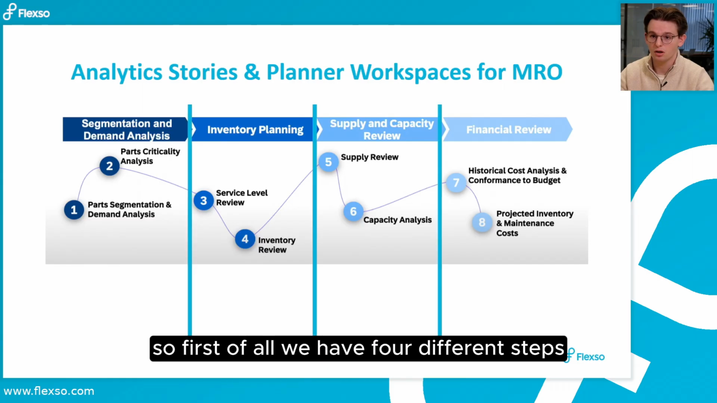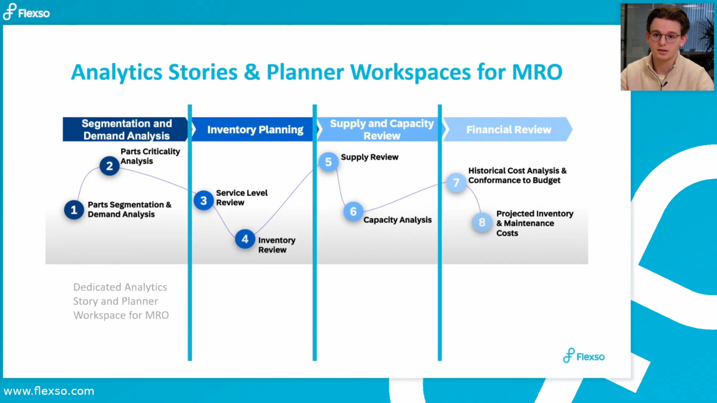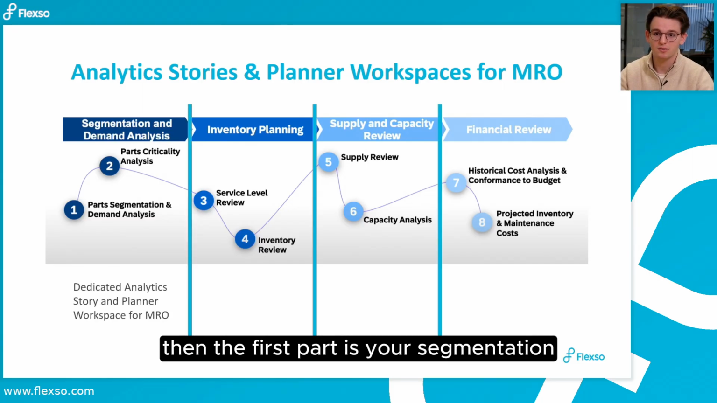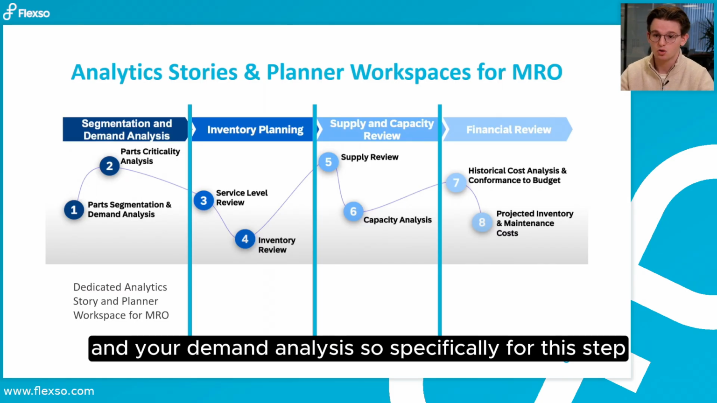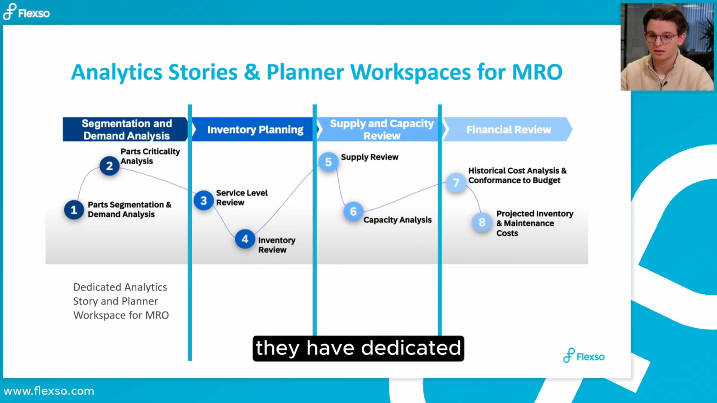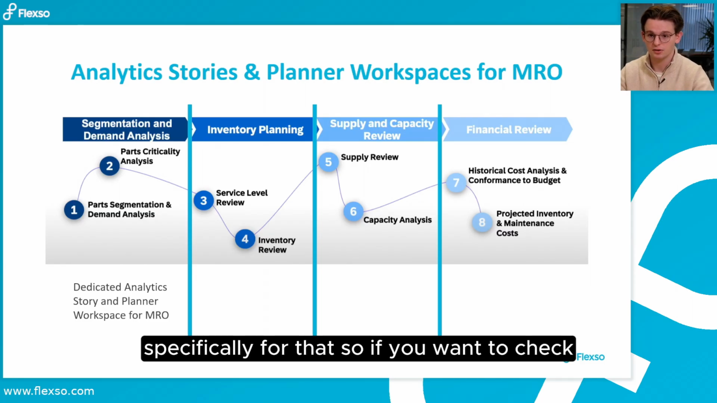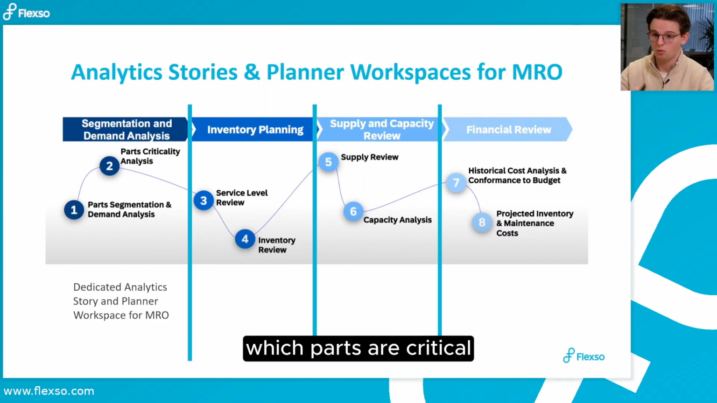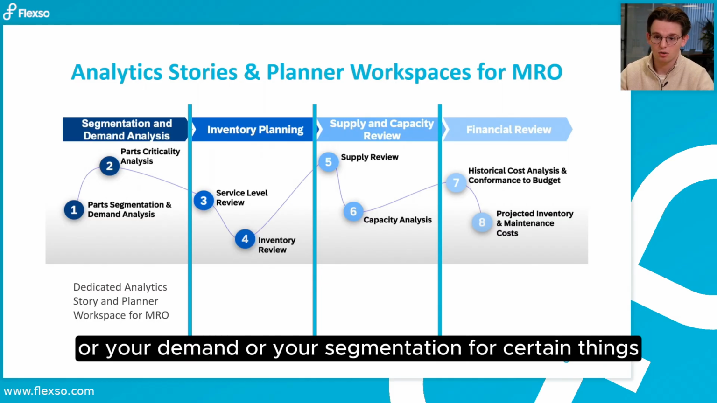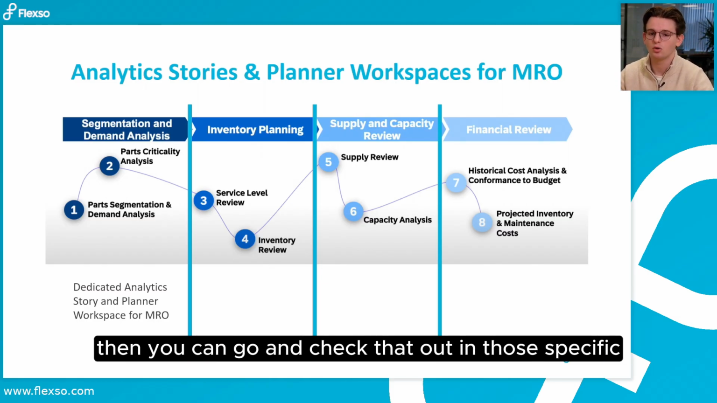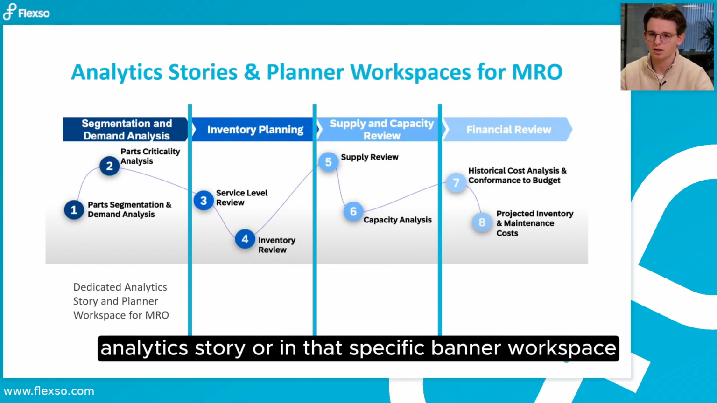So first of all, we have 4 different steps. Then the first part is your segmentation and your demand analysis. So specifically for this step, they have dedicated one analytic story and a planner workspace specifically for that. So if you want to check which parts are critical or your demand or your segmentation for certain things, then you can go and check that out in that specific analytic story or in that specific planner workspace.